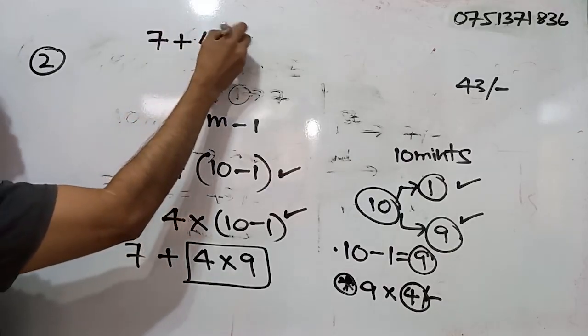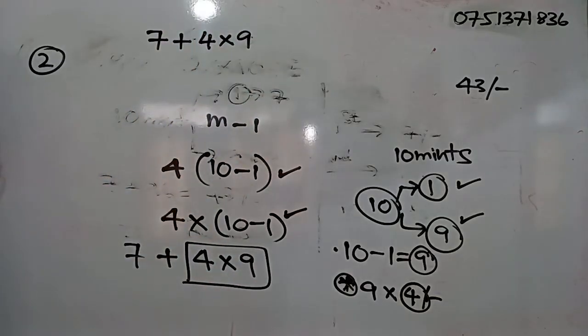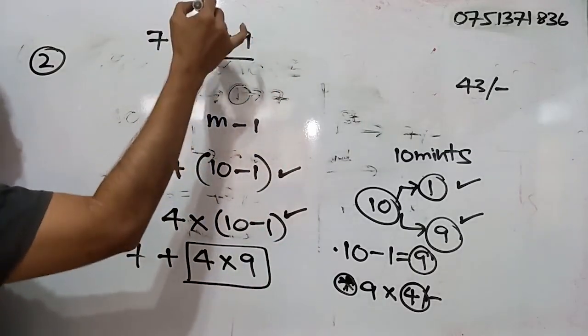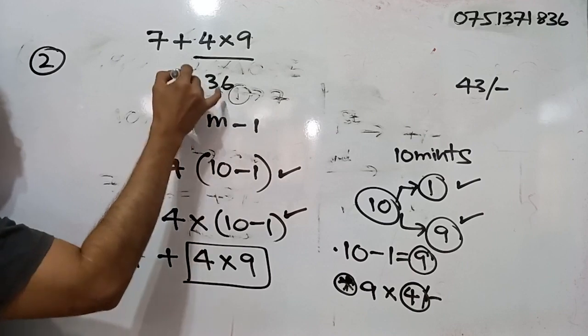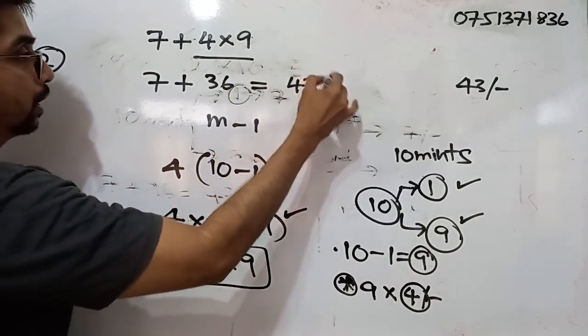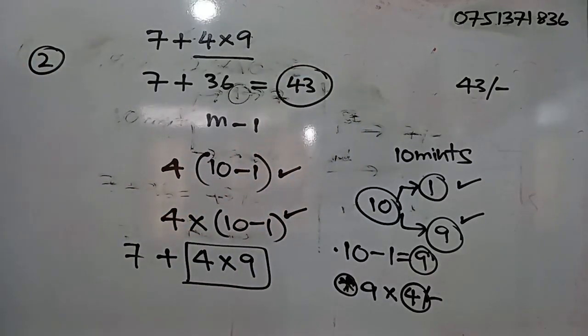7 plus 4 into 9. So here we have to do this simplification. 4 into 9 is 36. 36 plus 7, what is that? 43. So the answer comes. So our expression is correct.